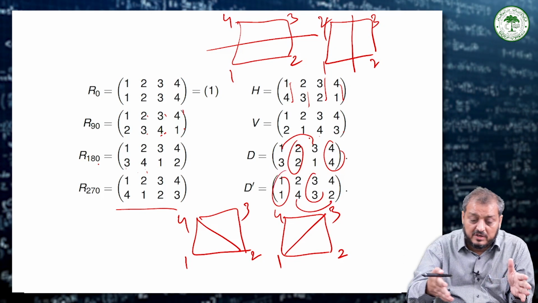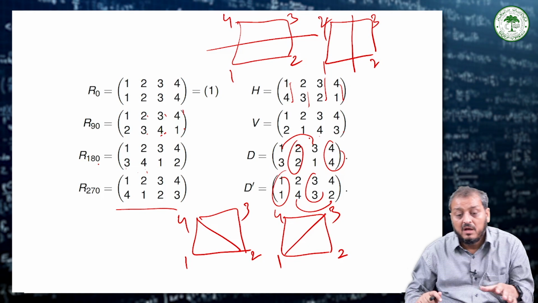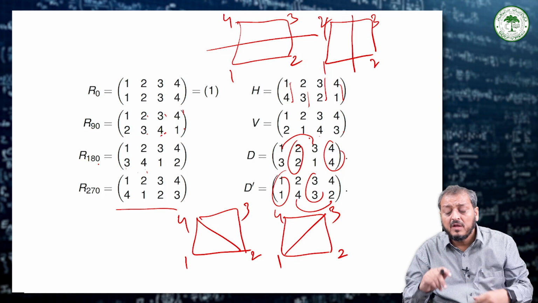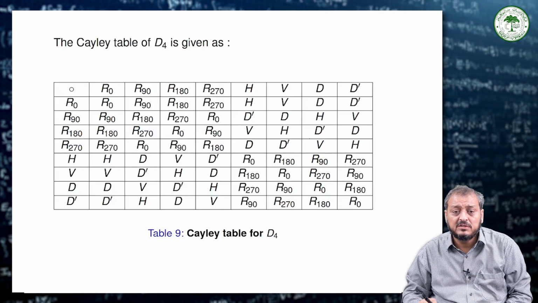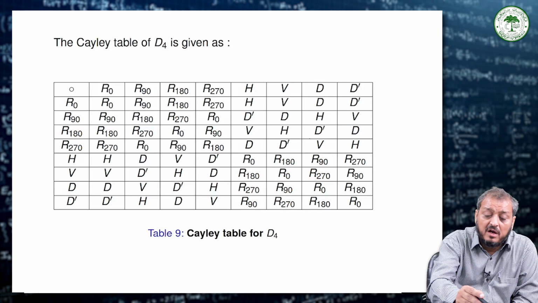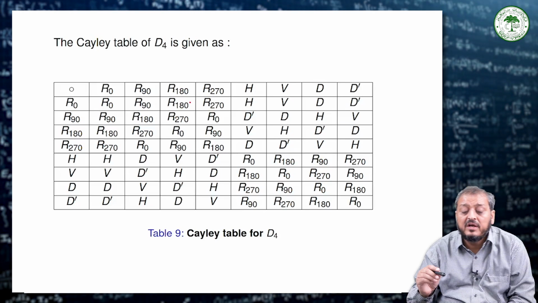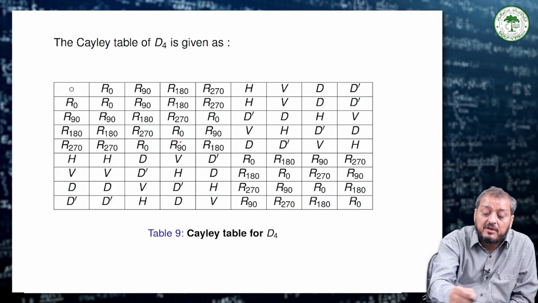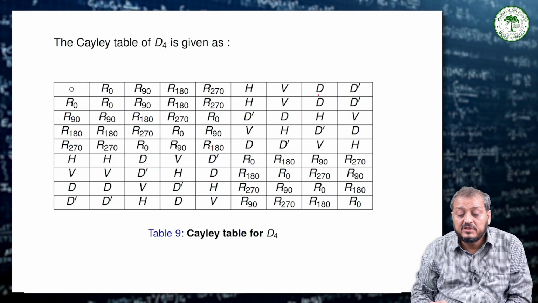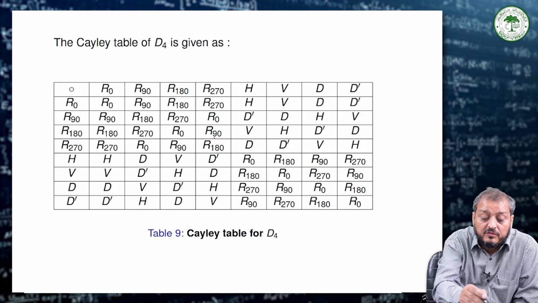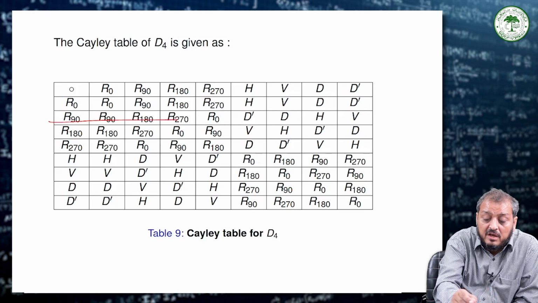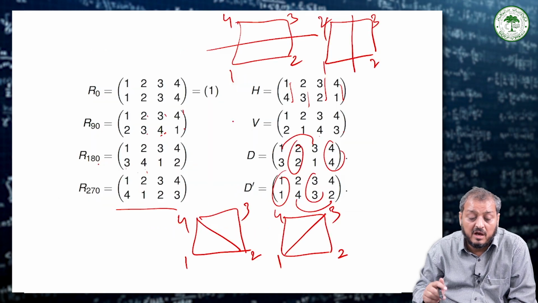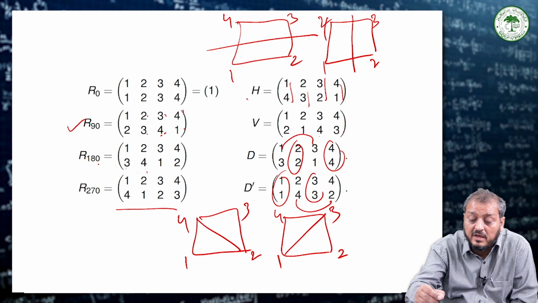So this way we can write all 8 elements of these symmetries and reflections. If we write them in the form of R naught, R 90, R 180, R 270, H, V, D, D prime, and take compositions of these, now you see if we take R 90 then H, or H then R 90, it is equal to this.